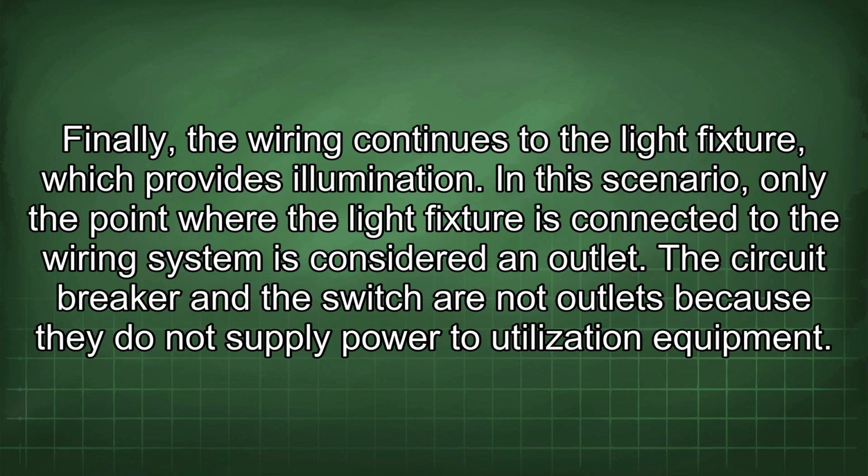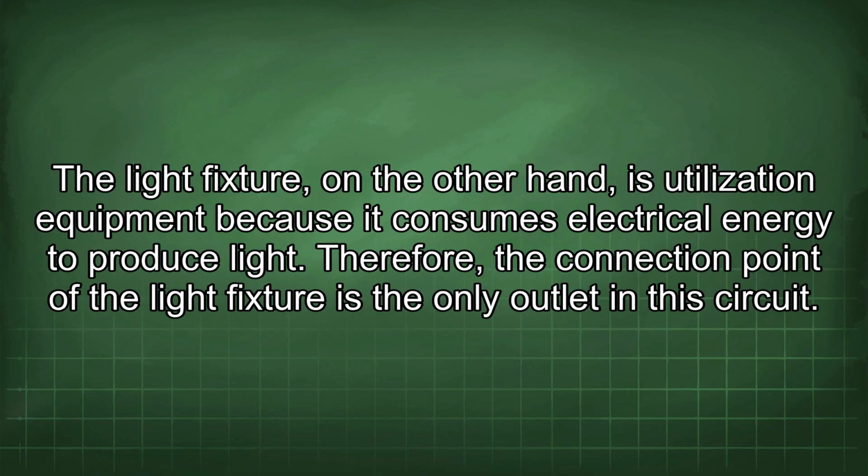Finally, the wiring continues to the light fixture, which provides illumination. In this scenario, only the point where the light fixture is connected to the wiring system is considered an outlet. The circuit breaker and the switch are not outlets because they do not supply power to utilization equipment. The light fixture, on the other hand, is utilization equipment because it consumes electrical energy to produce light. Therefore, the connection point of the light fixture is the only outlet in this circuit.